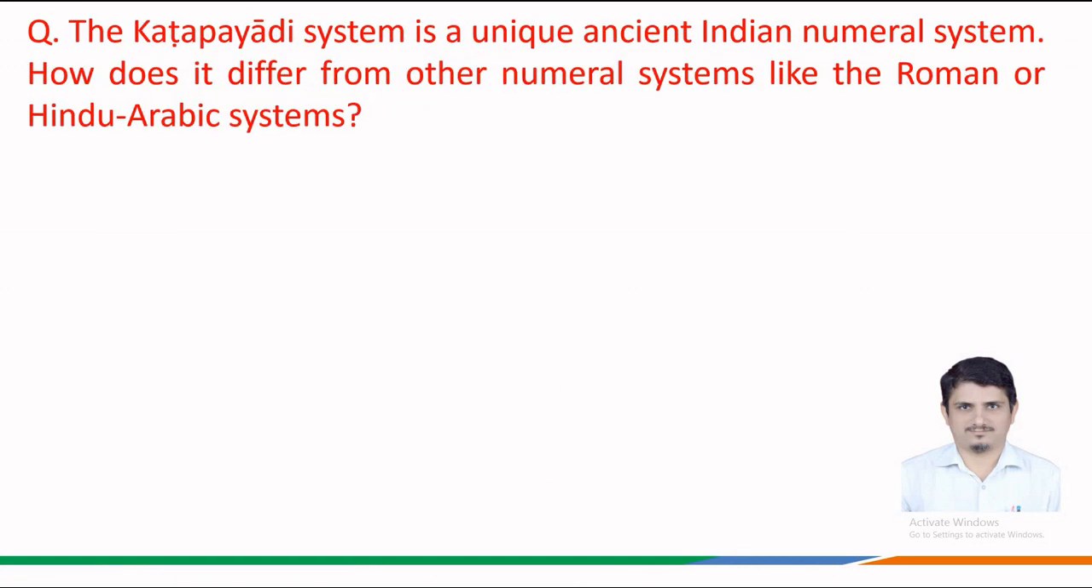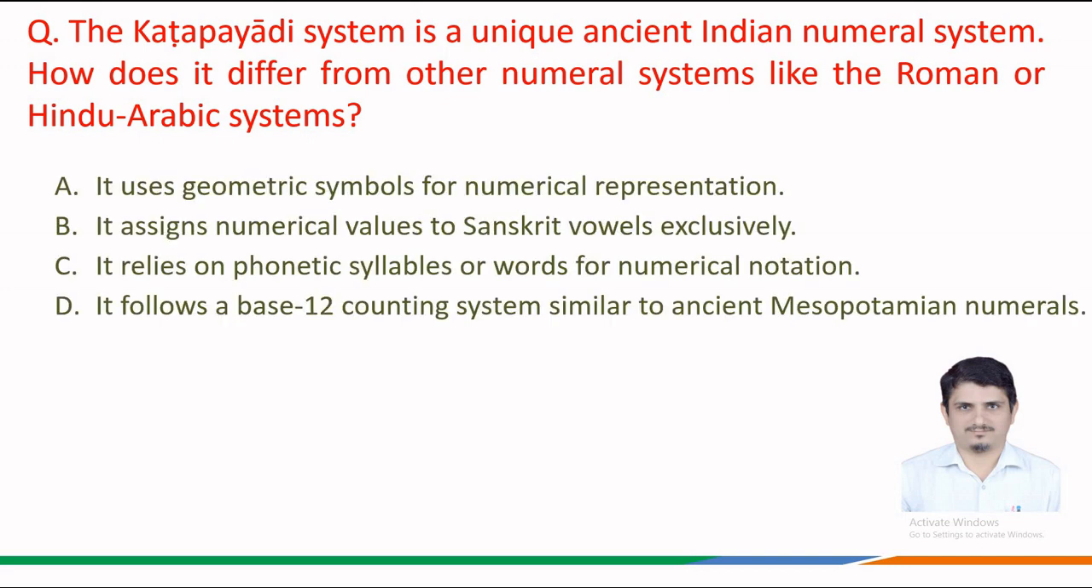Next question is, the Katyapadi system is a unique ancient Indian numeral system. How does it differ from other numeral systems like the Roman or Hindu-Arabic systems? The given options are, A, it uses geometric symbols for numerical representation. B, it assigns numerical values to Sanskrit vowels exclusively. C, it relies on phonetic symbols or words for numerical notation. D, it follows a base 12 counting system similar to ancient Mesopotamian numerals.